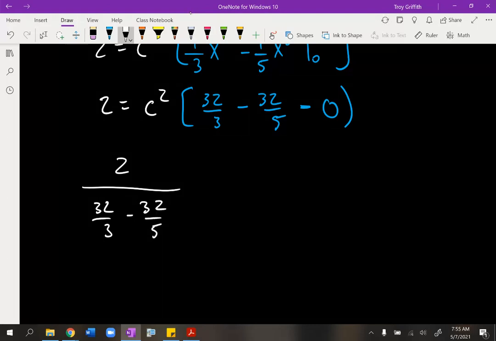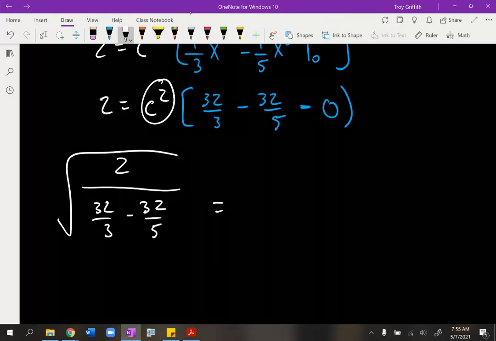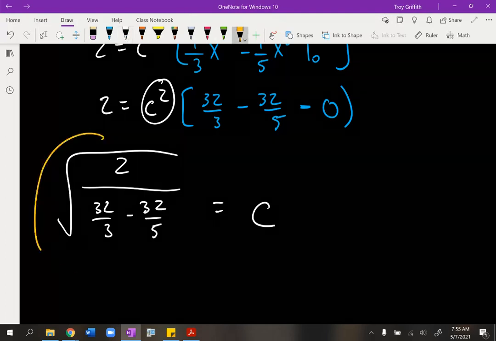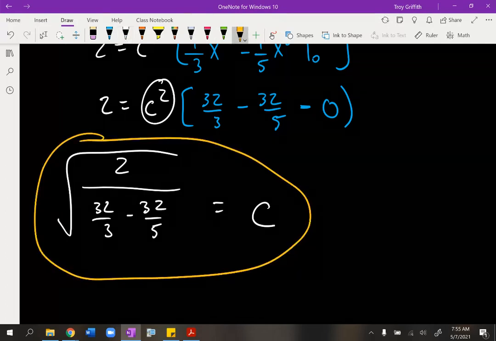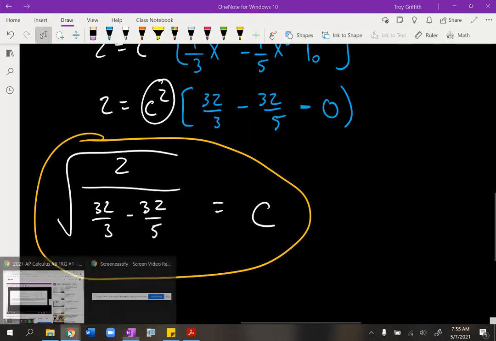Okay, and then to solve for c, I'm going to take the square root of both sides. And when I'm done, here's what I end up with, okay? And again, technically this should have a plus or minus out in front of it. However, since our function exists in the first quadrant, we're looking for a positive c value. So when I'm finished, here's my final answer. And that concludes question 3 from the 2021 AP Calc AB FRQ.